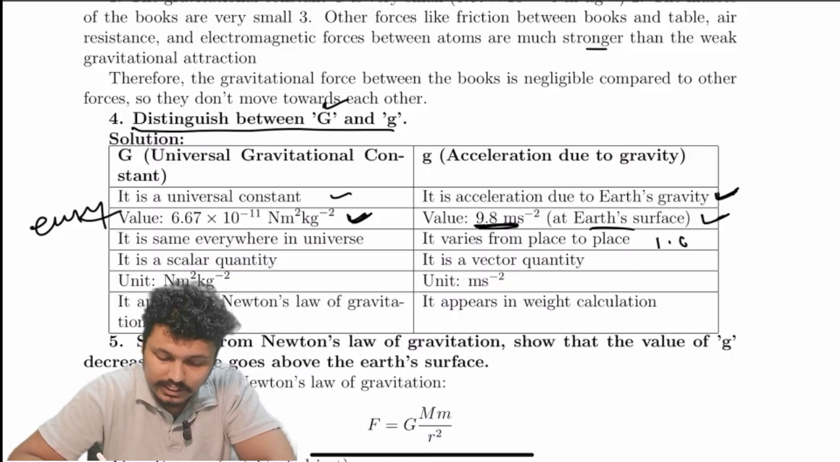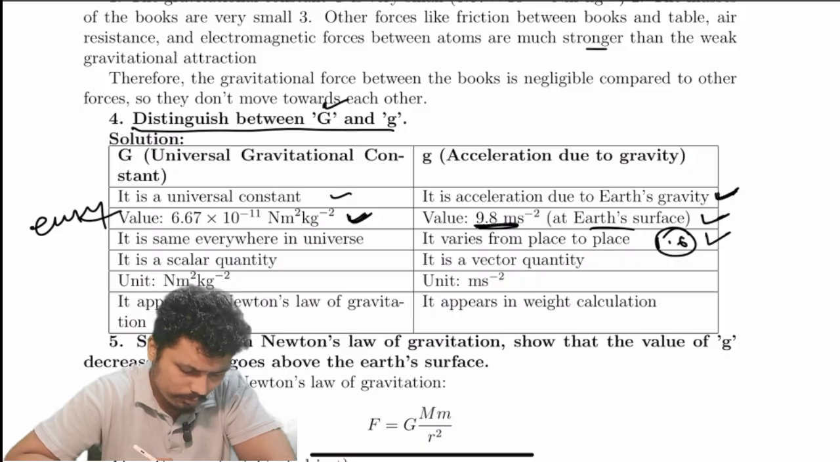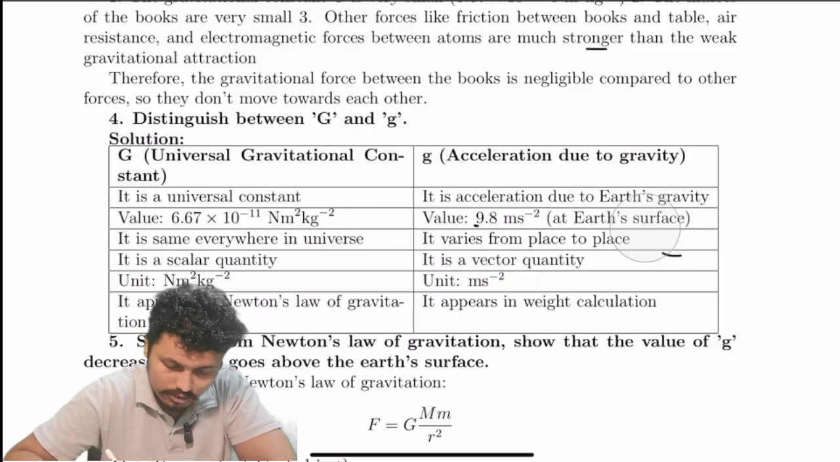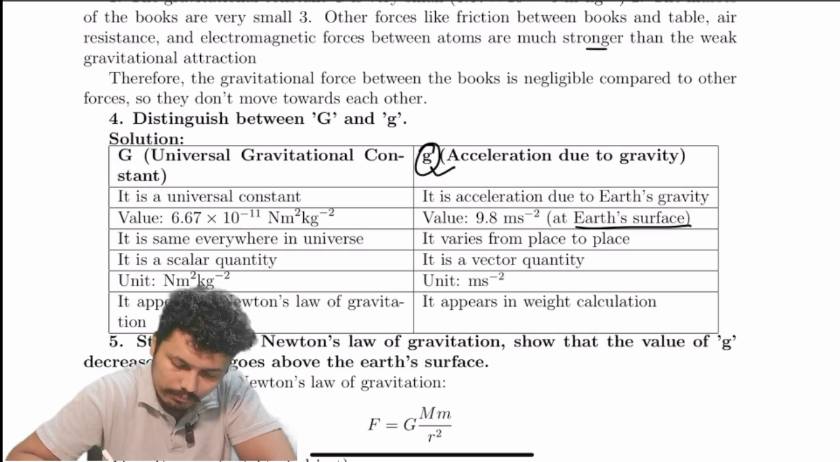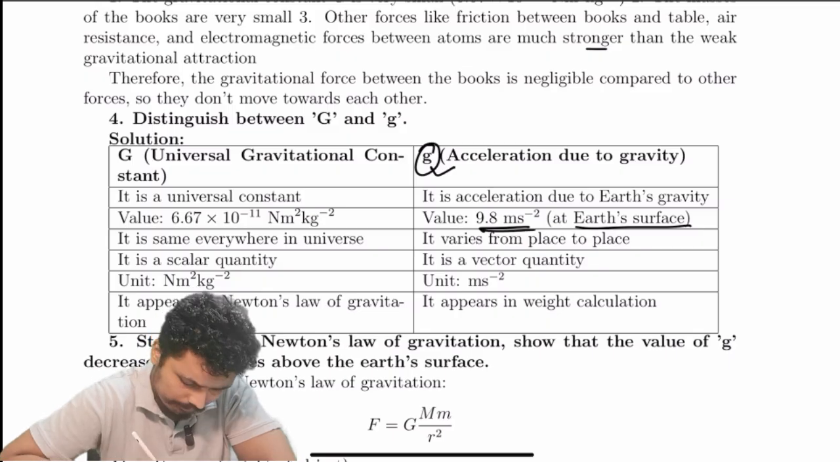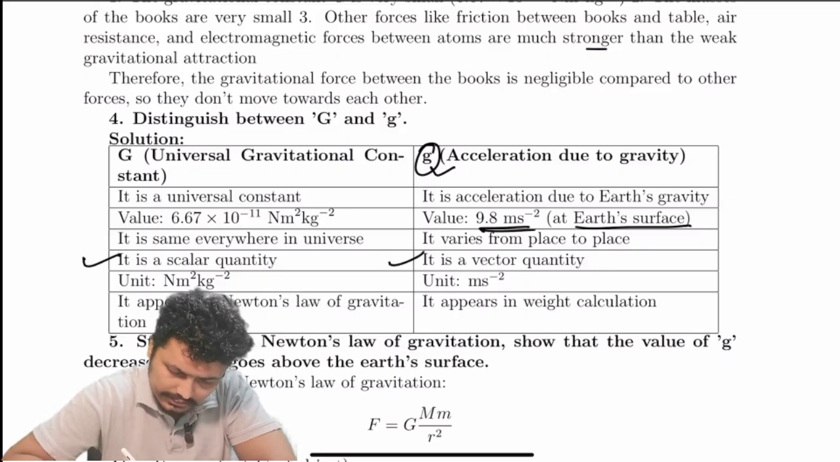On the moon it was 1.6, right? So acceleration due to gravity depends on the place. It is not constant. Capital G is constant, but small g changes on different planets. On our surface it is this much. G is a scalar quantity, while g, the acceleration, is always a vector quantity.